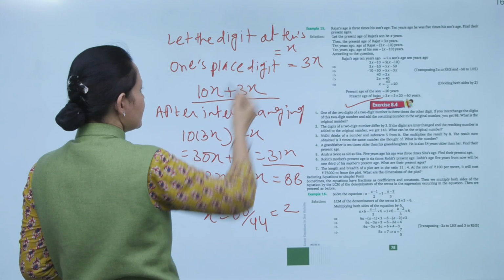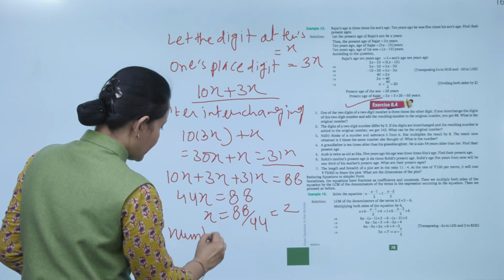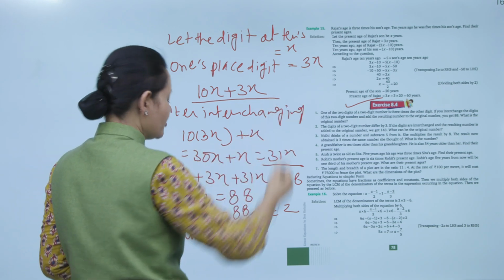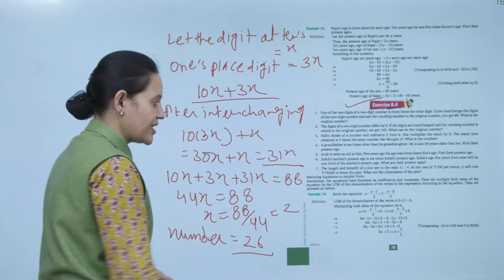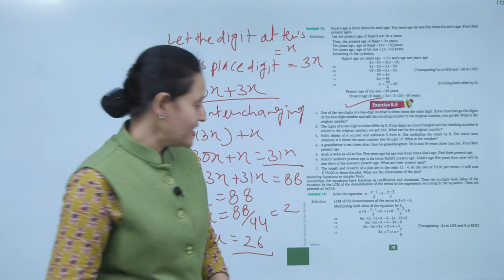Now the digit at the tens place is 2. What is the ones place digit? 3 into 2, that is 6. So what will the number be? 26. Clear? Practice all the questions of this exercise.